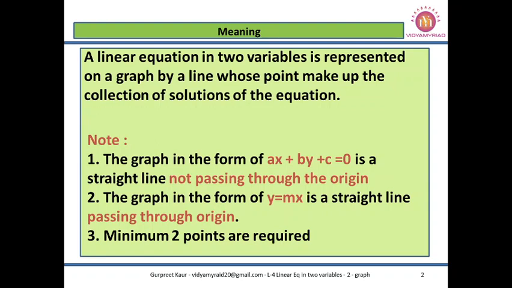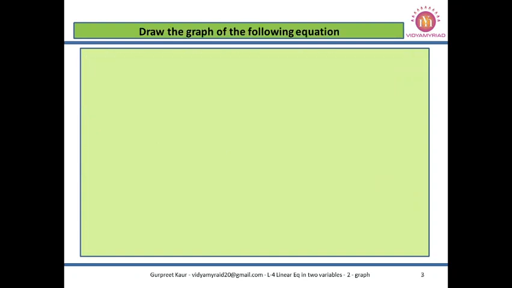But if your equation is in the form of y is equal to mx, then also there will be a straight line, but it will 100% pass through the origin. And for forming a straight line or plotting the points on the graph, a minimum of 2 points is required. Let us see.